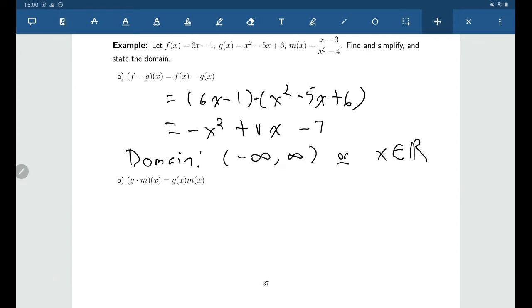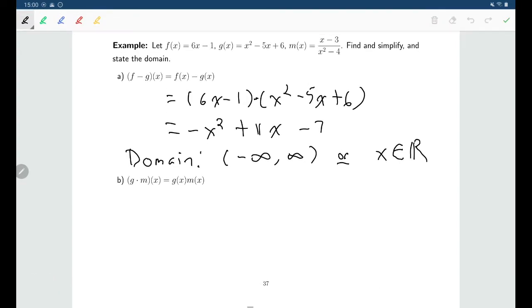All right, let's do another one. The next one we're looking for is g times m, and g of x times m of x. g of x is that first polynomial, and m of x, that's that nice little quotient. As I'm writing m of x down, I'm thinking ahead that I'm probably going to want to factor it. I'm also going to want to factor g, because I'm thinking maybe some things might cancel. So I'll do that on the next step.